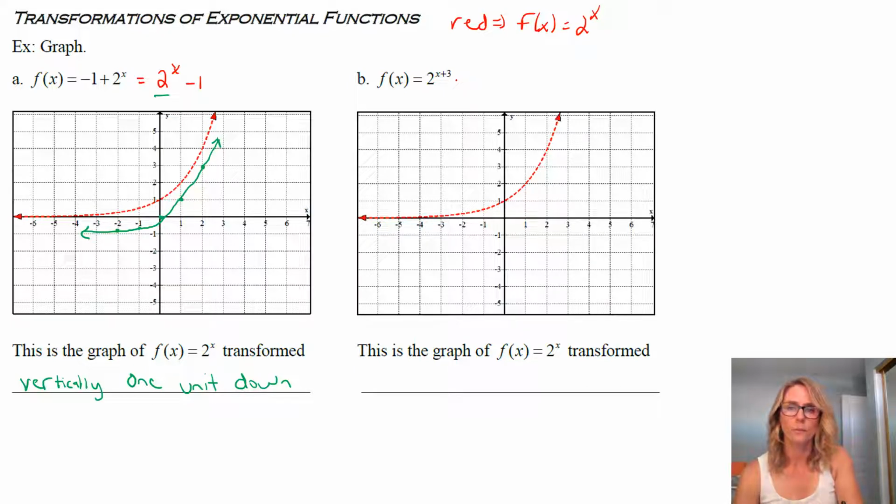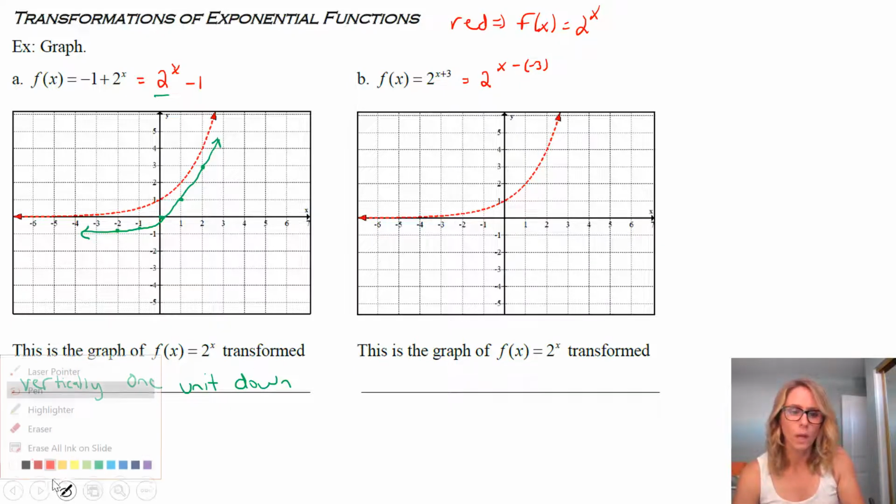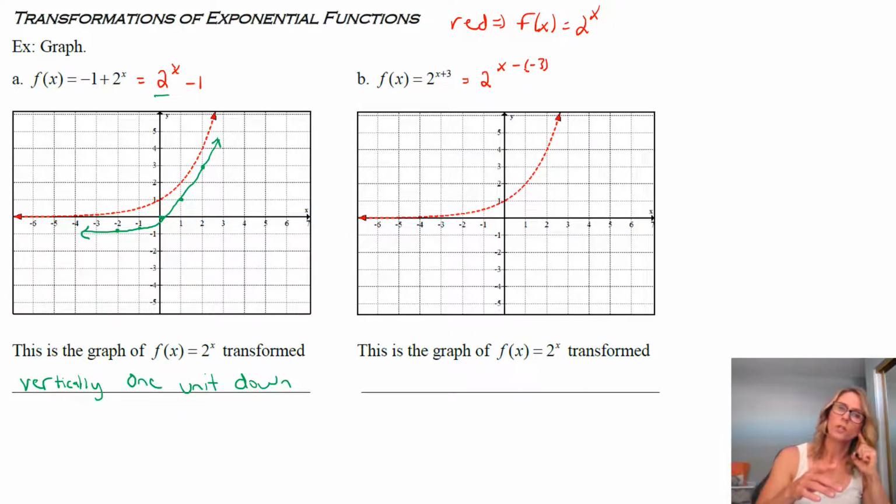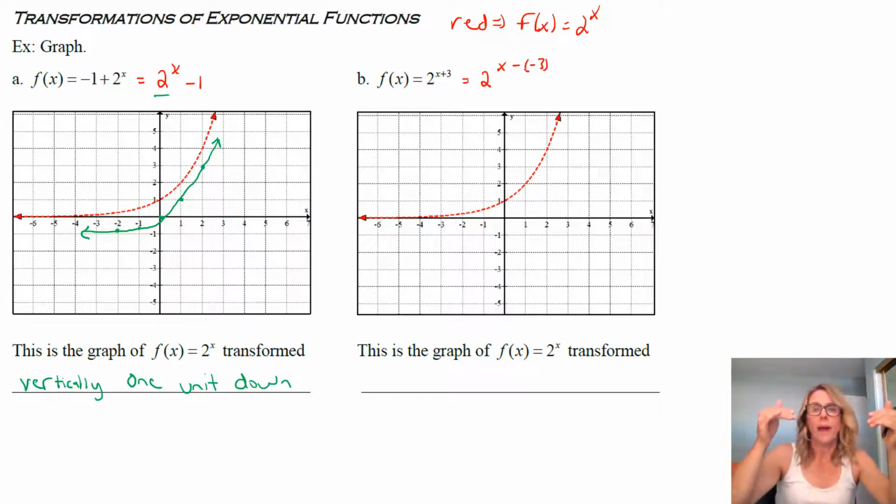The only thing that I could do to maybe help you see this a little bit better is I'm going to write it like this. So just x minus a negative 3. The only reason for doing that is to remind yourself that in the first example, we were dealing with a situation where we had the parent function and then that minus 1 was after that. In this example, that 3 is occurring with the x.